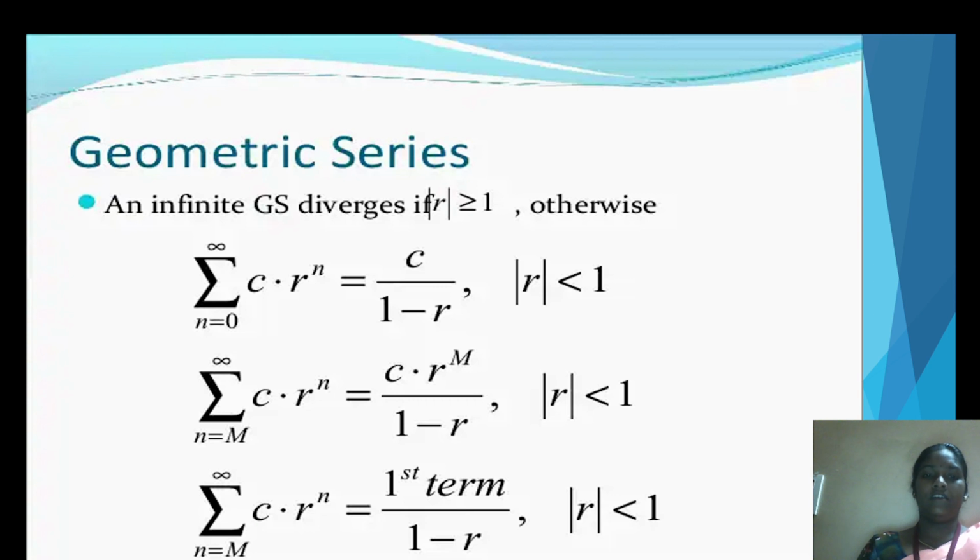If you remove the first m number of terms, then our series becomes the summation n equals m to infinity of C into R power n, which equals C into R power m divided by 1 minus R. So this is also convergent, again for modulus of R less than 1. You can use this. The same formula can be written as the first term divided by 1 minus R. This is a certain condition for your geometric series also.